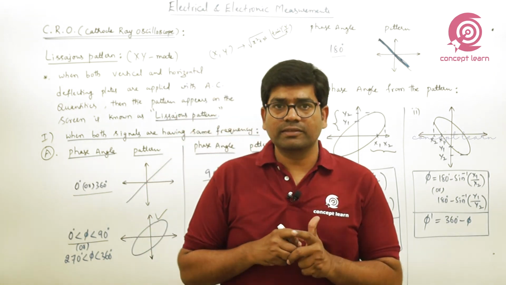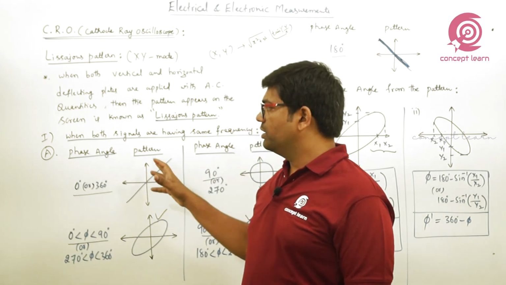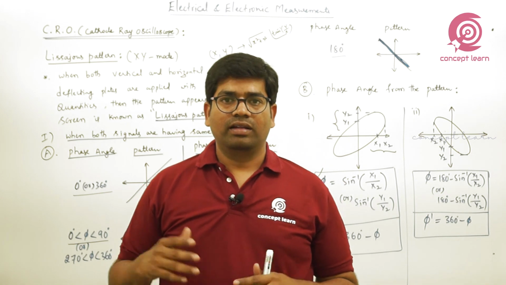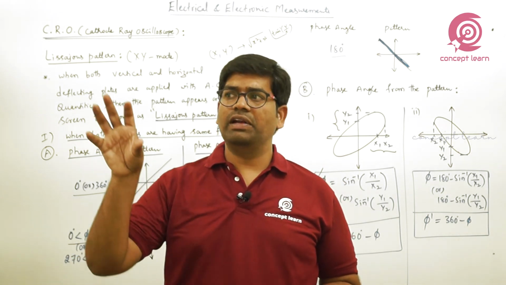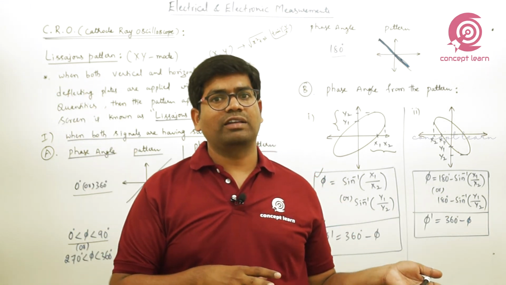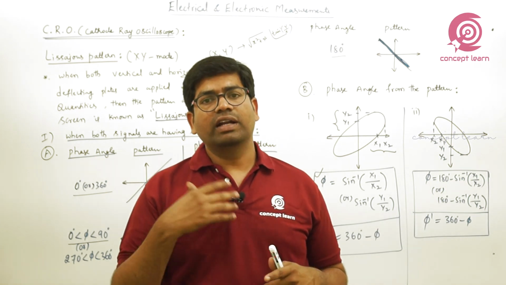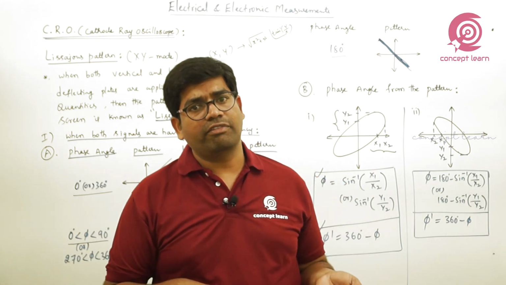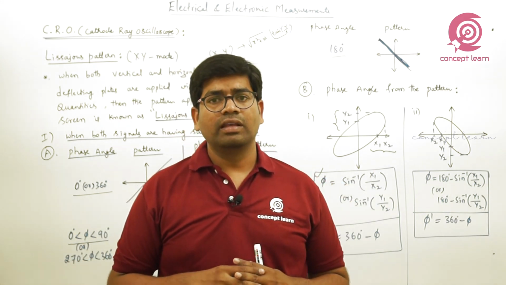Lissajous pattern, possibility when both signals are having the same frequency. One possibility is they will give the phase angle, and you need to draw the pattern or identify the pattern. What is the second chance? They will give the pattern and you have to find the phase angle, that we have noticed.